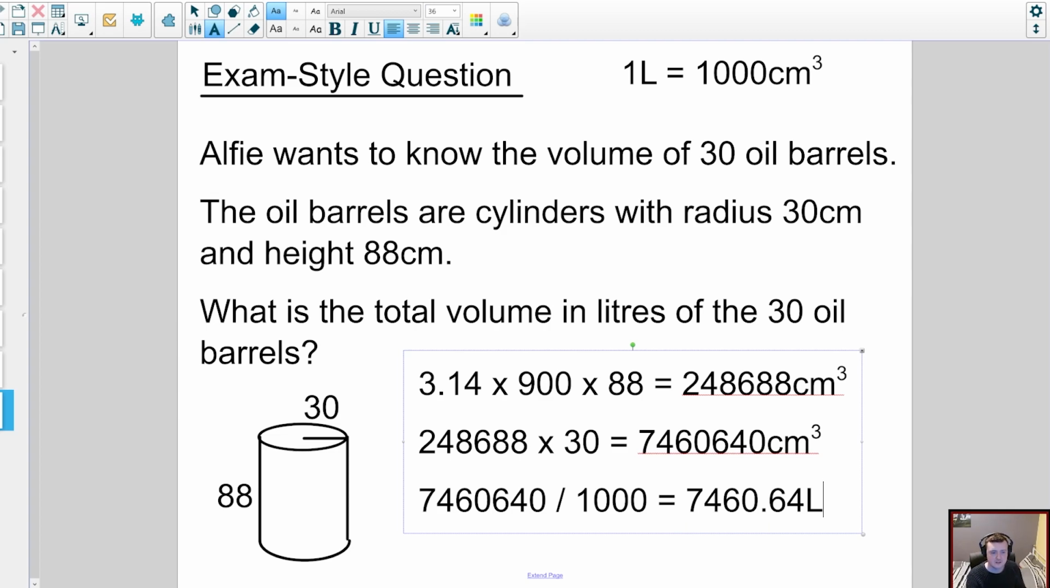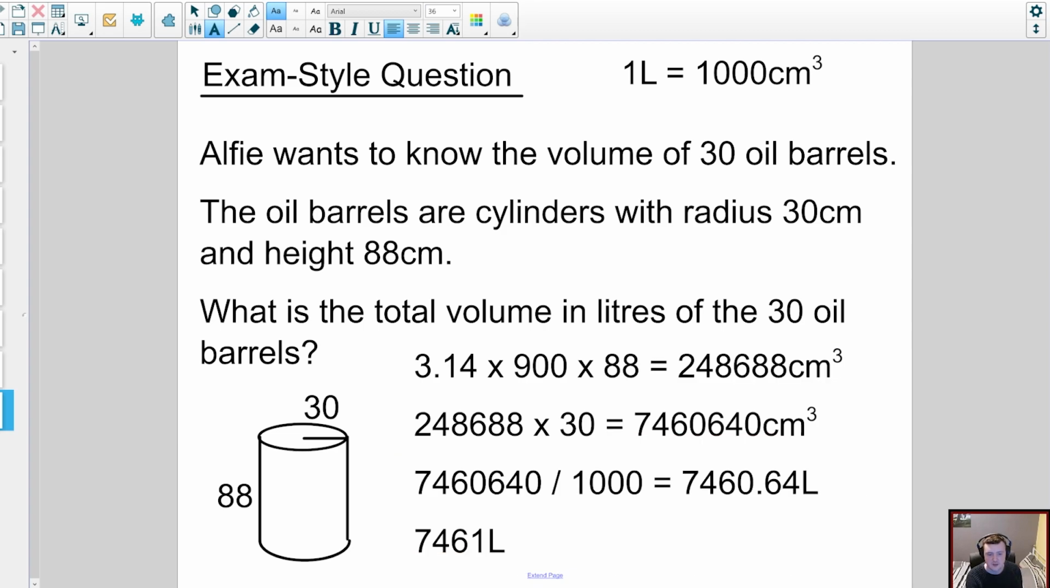If they said to the nearest liter, I could probably leave my answer as 7,461 liters or something like that. But if they don't mention it, just leave it as it's written. And so my final answer is 7,460.64 liters.